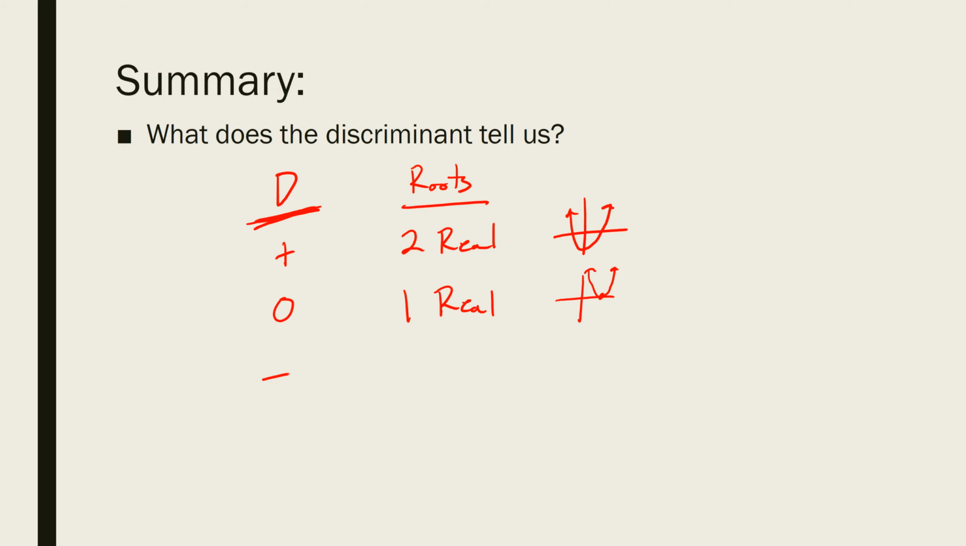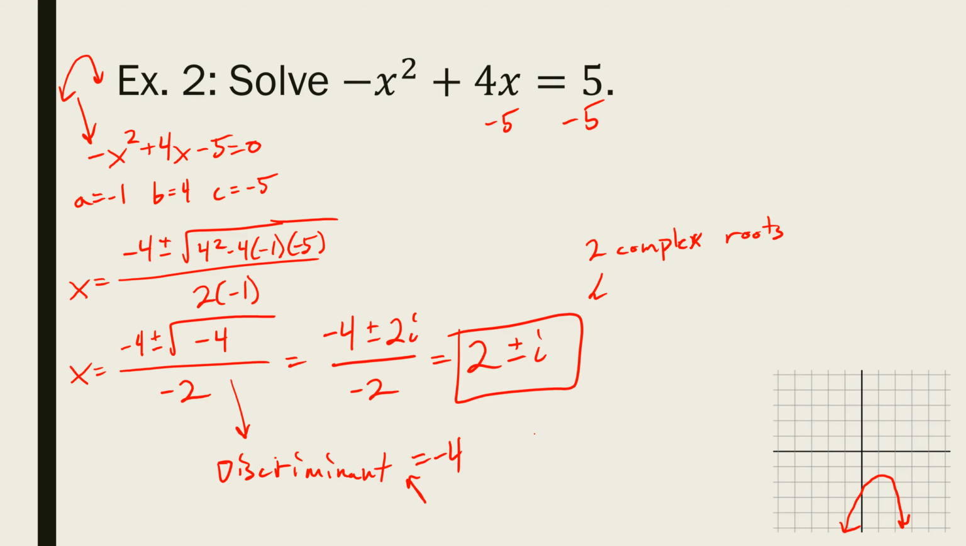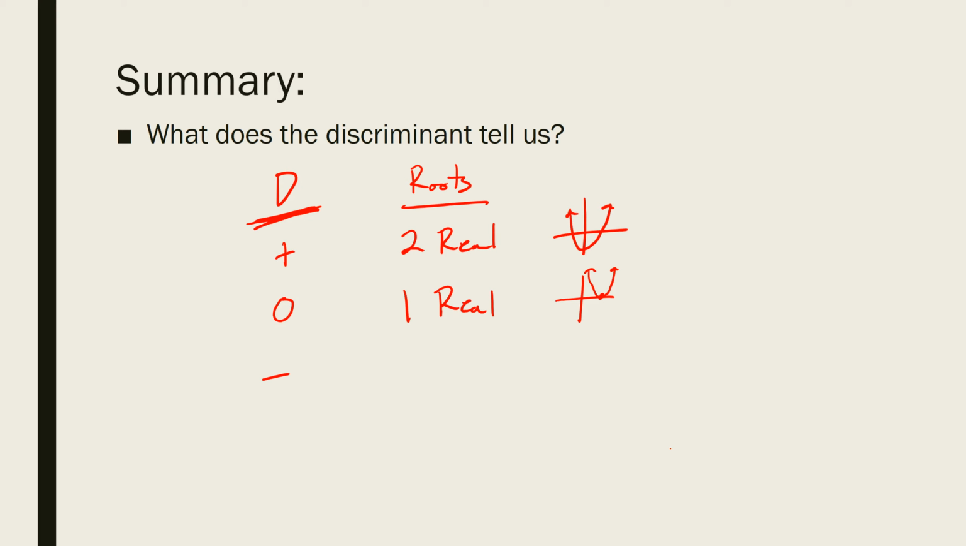If the discriminant is negative, that was like this last example, that means the quadratic doesn't touch at all, and instead of having 2 real roots or 1 real root, I actually have 2 complex roots, meaning that it involves an imaginary number, and that would be the quadratic does not touch the x-axis at all.